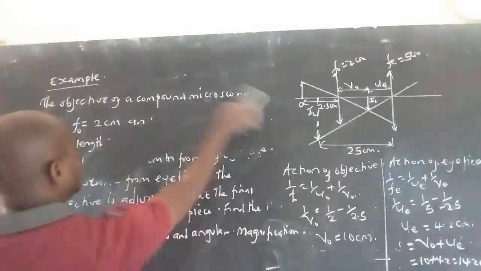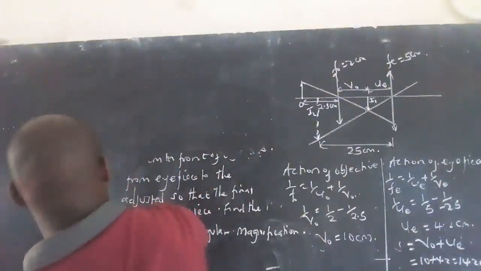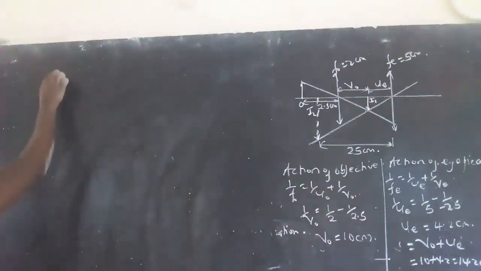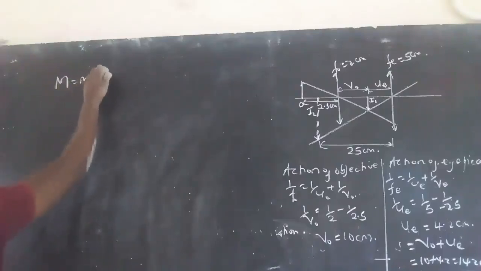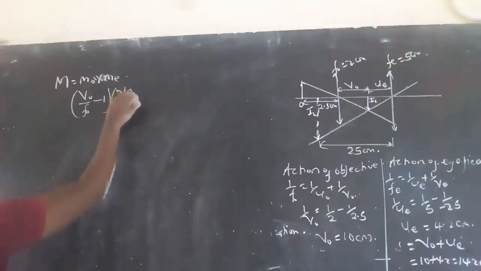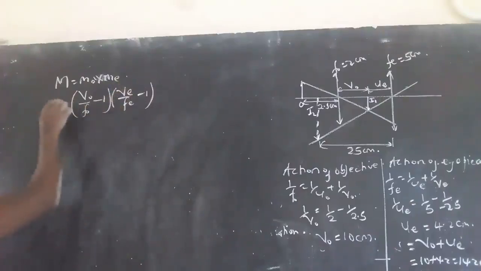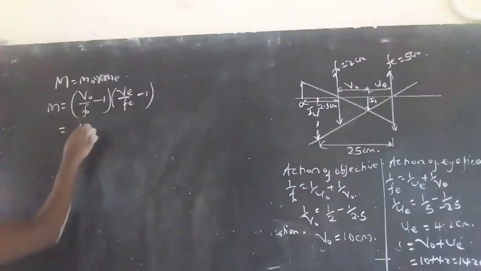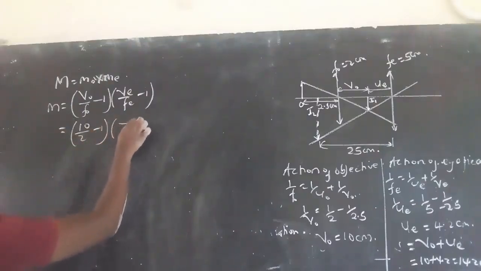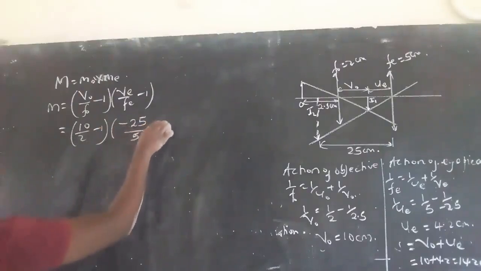Then the magnification. To get the magnifying power, it is equal to M0 times ME, which is V0 over F0 minus 1 into VE over FE minus 1. That's the magnifying power, which becomes V0 is 10 over 2 minus 1, then into negative 25 over 5 minus 1.